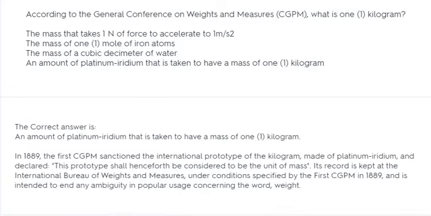According to the General Conference on Weights and Measures, what is 1 kilogram? The mass that takes a 1 N force to accelerate at 1 meter per second squared, the mass of 1 mole of iron atoms, the mass of a cubic decimeter of water, and the amount of platinum-iridium that is taken to have a mass of 1 kilogram.